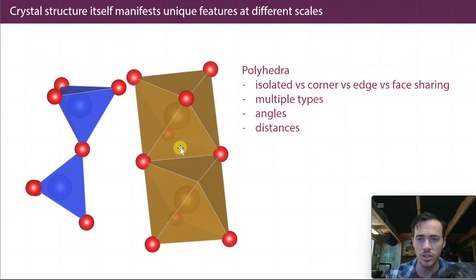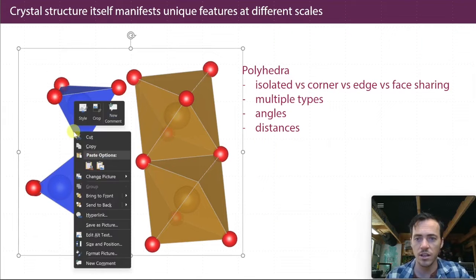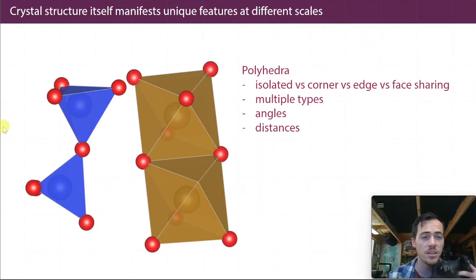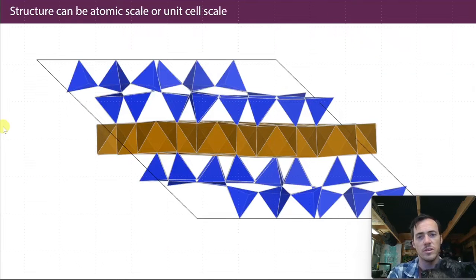The angles obviously can change, right? If you look at this one, it's not like it's connected in a linear fashion. They can be connected at angles or at different distances. So those are all things that we could consider, okay?